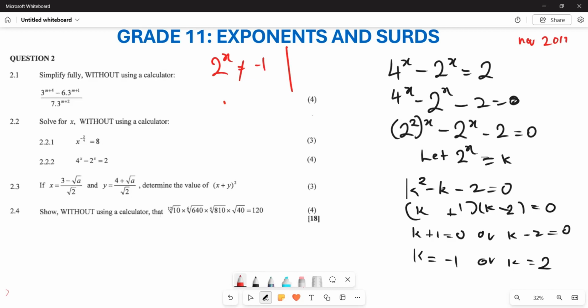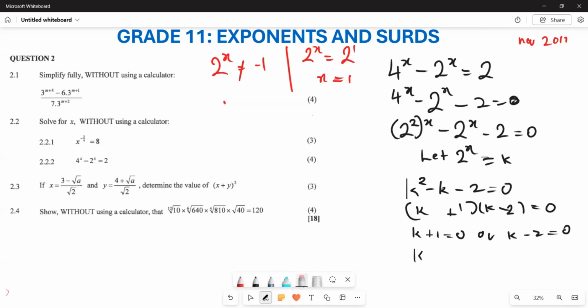And now, let's look at the next one. The next one, you're having 2 to the power of x is equal to 2. Now, this is the same as 2 to the power of 1, which means your value of x is going to be equal to 1 because the bases are the same, right? So basically, this is how you are expected to solve this type of equation.